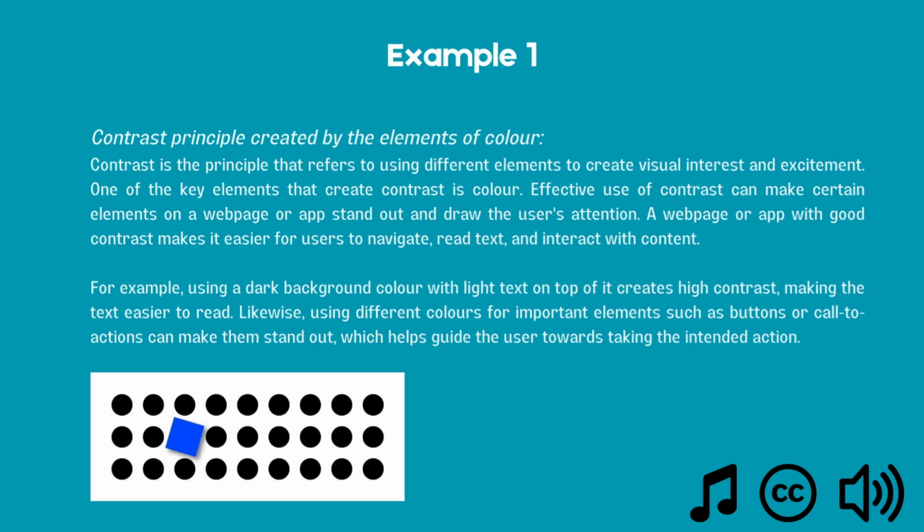interact with content. For example, using a dark background color with light text on top of it creates high contrast, making the text easier to read. Likewise, using different colors for important elements such as buttons or call to actions can make them stand out, which helps guide the user towards taking the intended action.